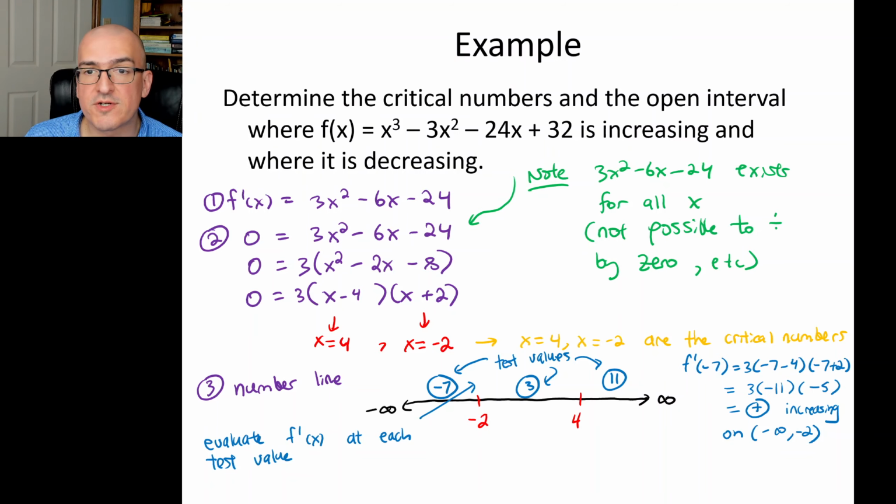And I'm going to continue the question in the next video. I'm going to shrink the text down to be able to fit everything on.